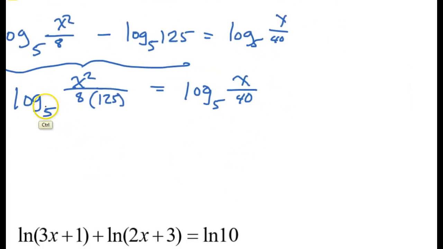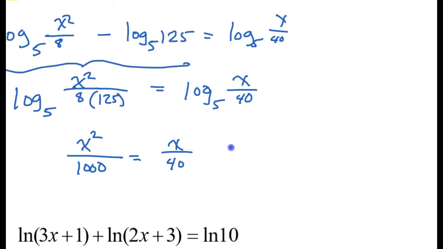So now that I have log base 5 of something equals log base 5 of something, the stuff inside must equal each other. The argument must equal each other. Now, what is 8 times 125? I'm grabbing my 4-function calculator. So 8 times 125 is 1,000. So I'm just going to go ahead and write that as I bring it down. So I have x squared over 1,000 is equal to x over 40.